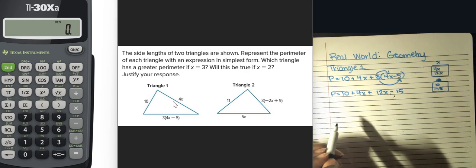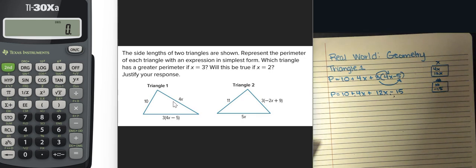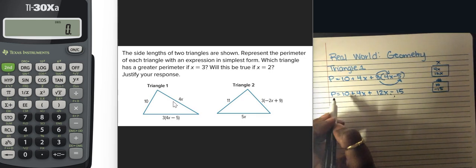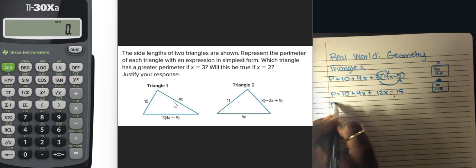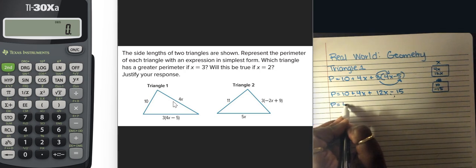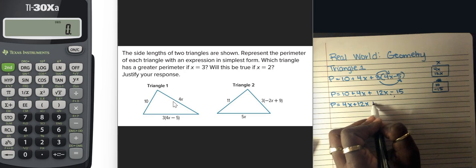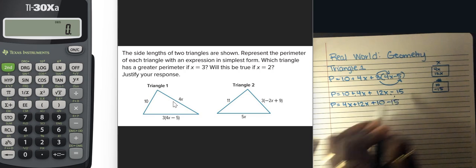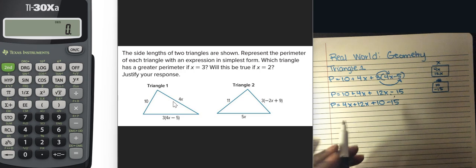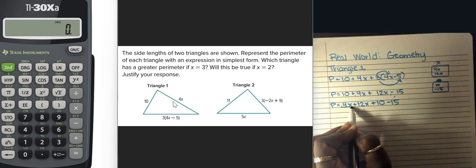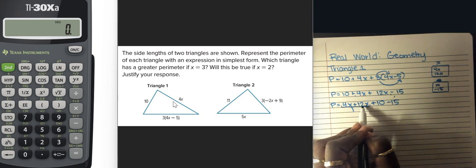Okay. So now what I'm going to do is rearrange the order using the commutative property. So I'm going to say P is equal to 4x plus 12x plus 10 minus 15. So all we did is just rearrange it, right? And now we can go on and simplify what we have. We have 4 plus 12. That gives me 16 x's.